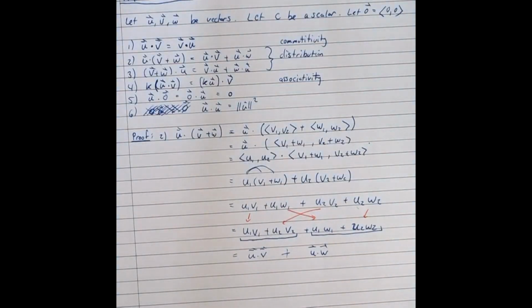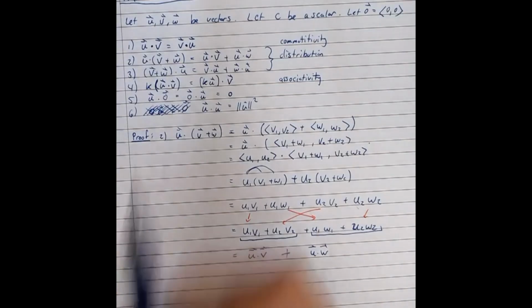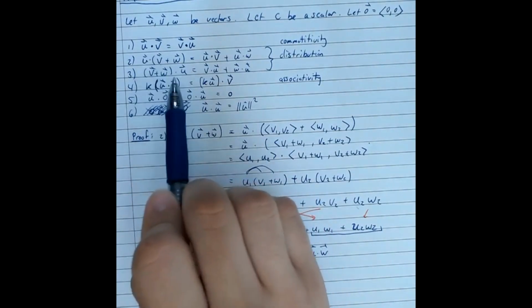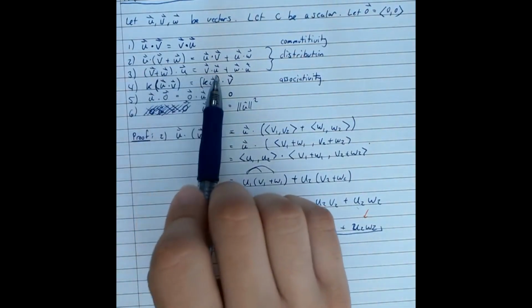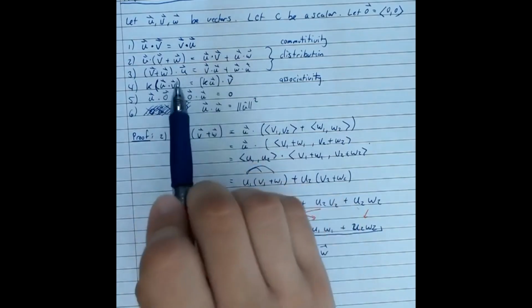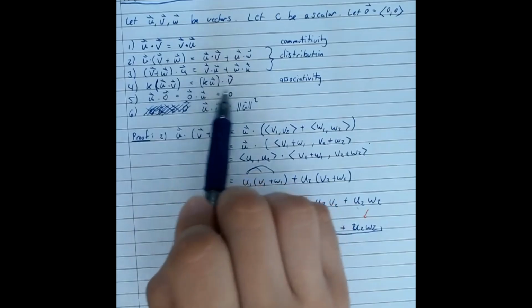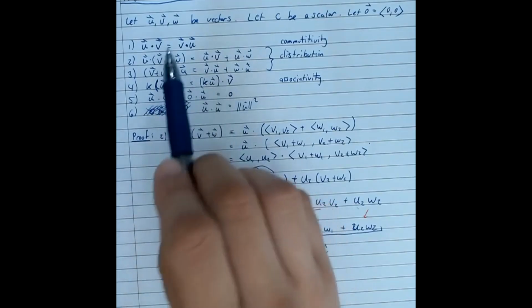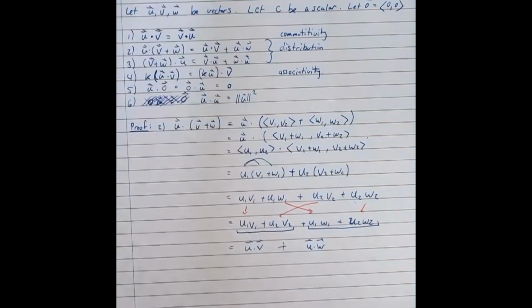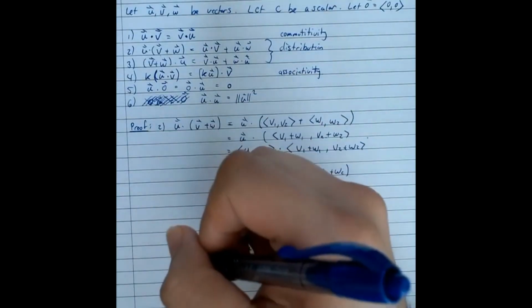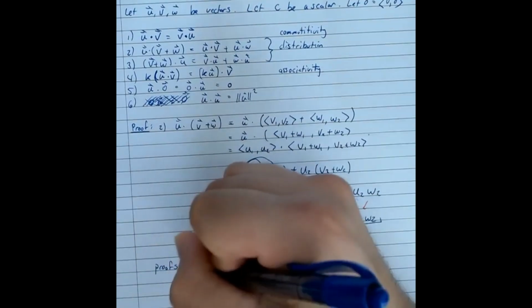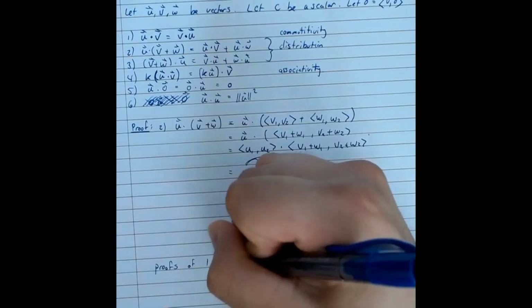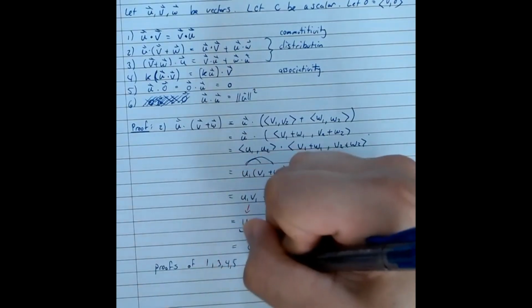1, 3, 4, and 5 are proved exactly the same way. You basically just take this side, write it out the long way, write it out using the component form, rearrange terms, and at the end it should give you this one. Same thing here. If you write this in the long way, in the end it'll give you this one. Same thing here, and same thing here. So here, the proofs of 1, 3, 4, and 5 are pretty much the same.